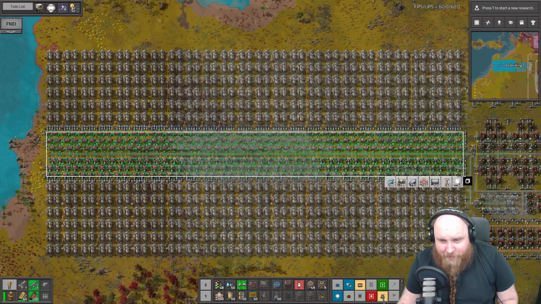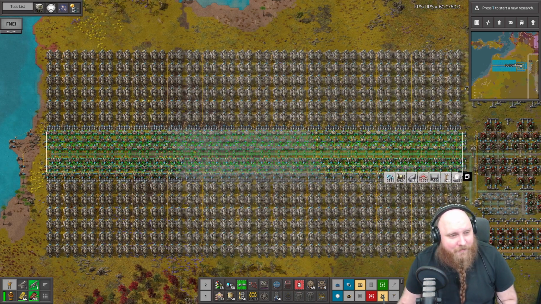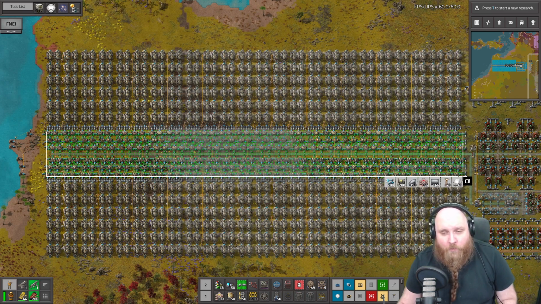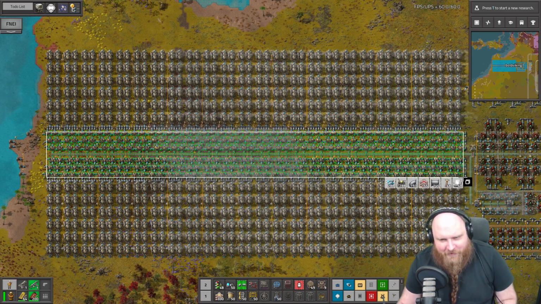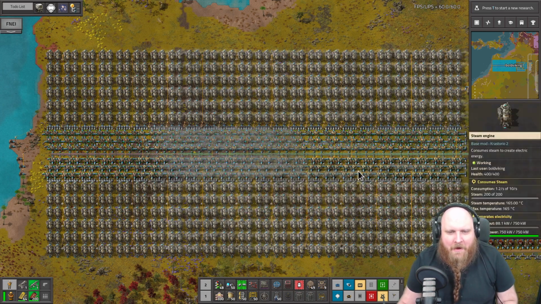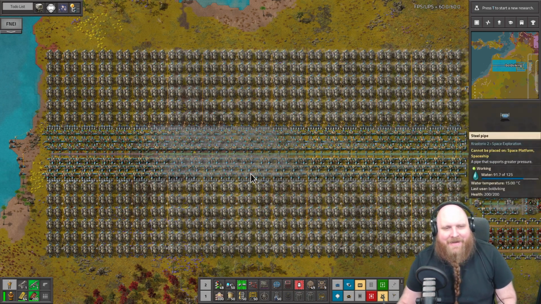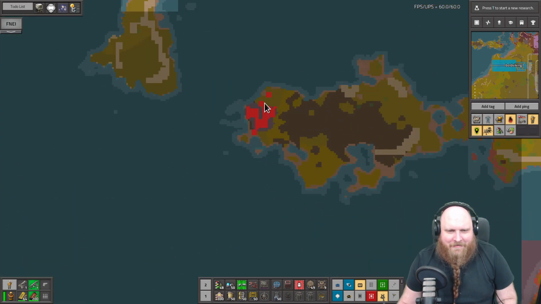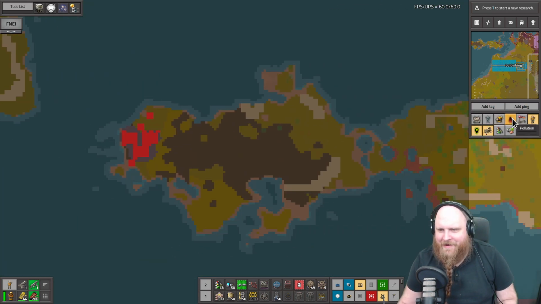However, we do make 10 pollution per minute per machine, or per boiler. We got 288 of them. This whole block over here produces 2,880 pollution per minute. Oh god. They're gonna be pissed.